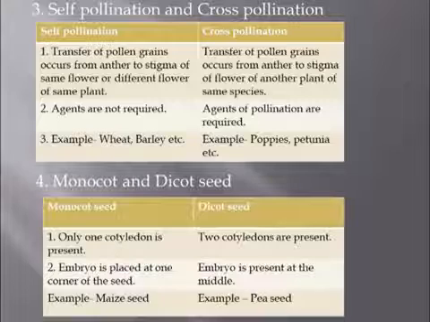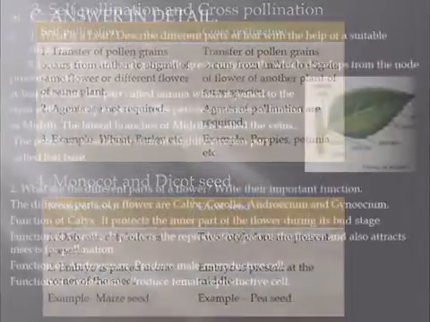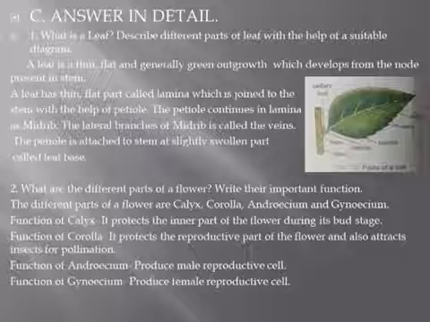Whereas in dicot seed, the embryo is present at the middle. An example of a monocot seed is the maize seed, and an example of a dicot seed is the pea seed. Now next, answer in detail.